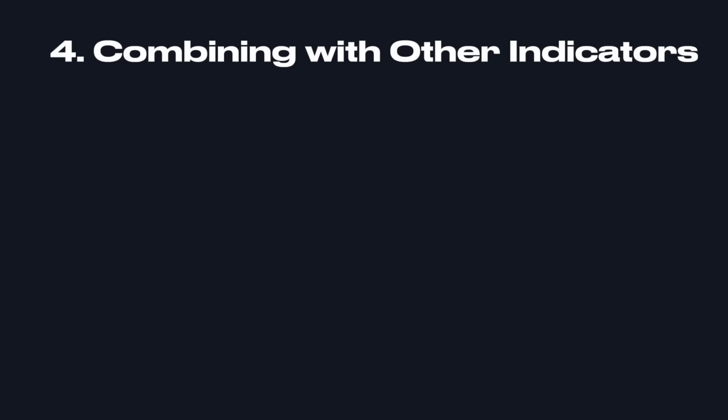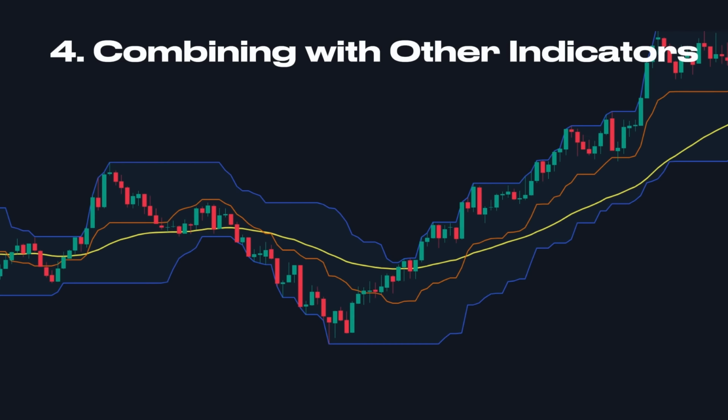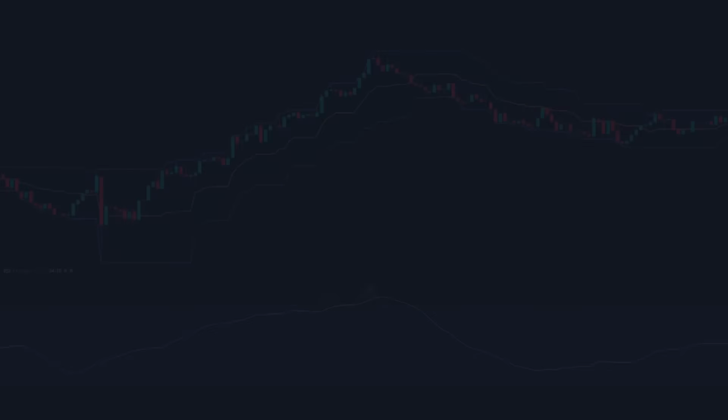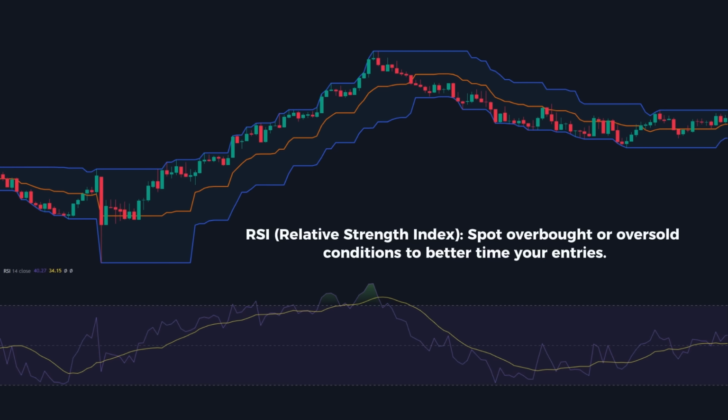4. Combining with other indicators. To enhance the reliability of your trades, combine the Donchian channel with additional indicators. Moving averages. Confirm trends by checking if the price is trading above or below key moving averages like the 50 EMA. RSI, Relative Strength Index, spot overbought or oversold conditions to better time your entries.